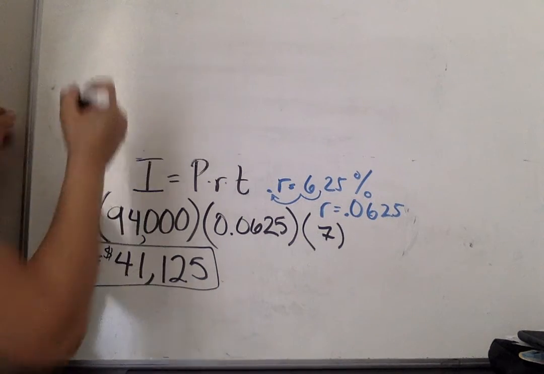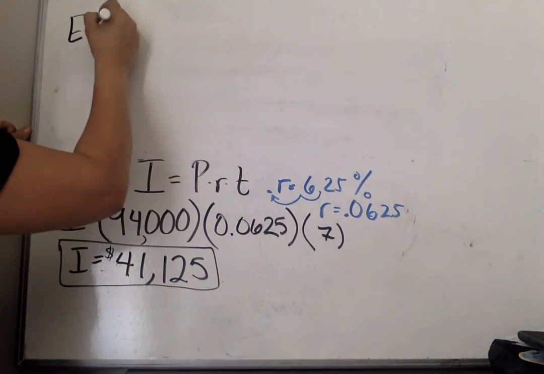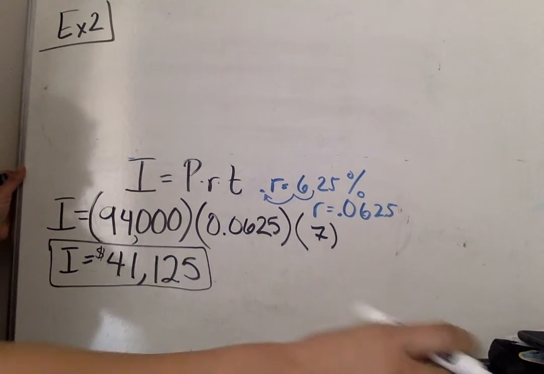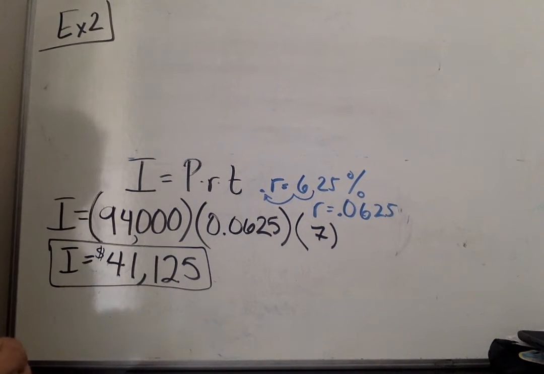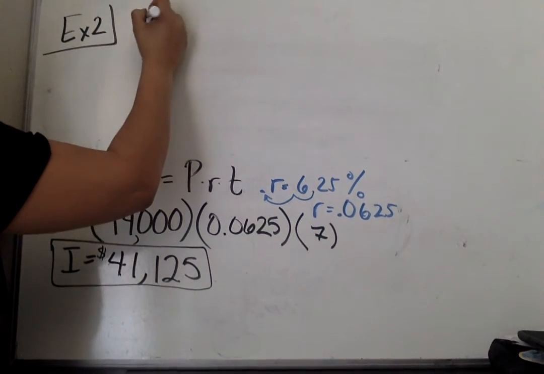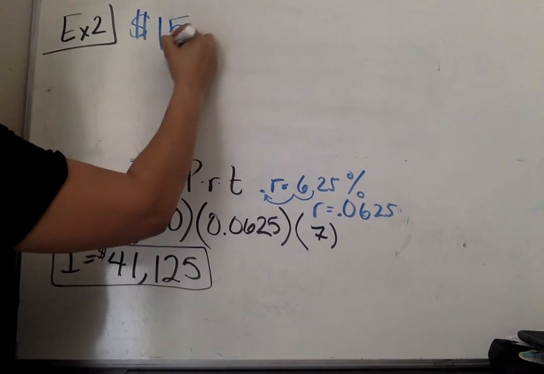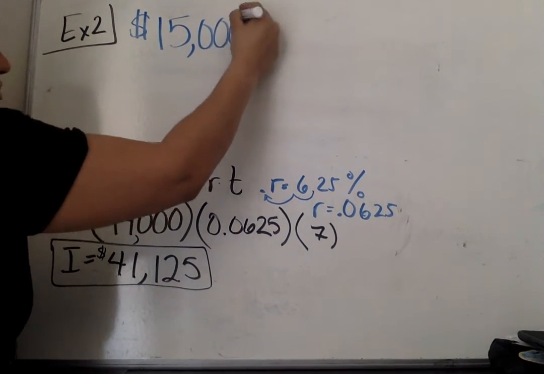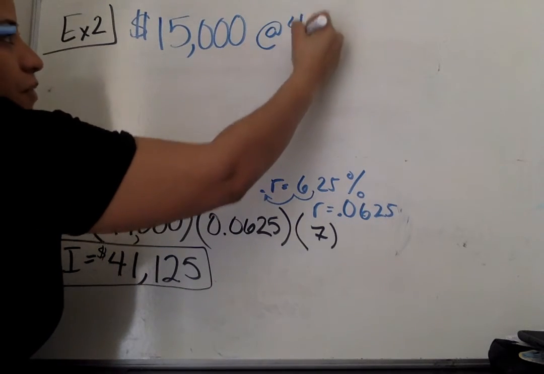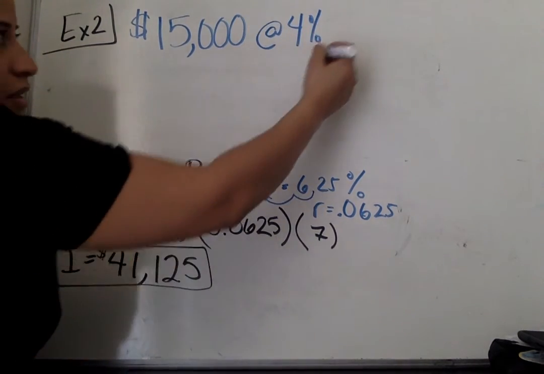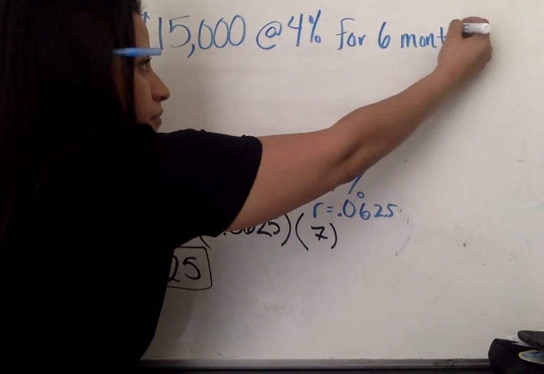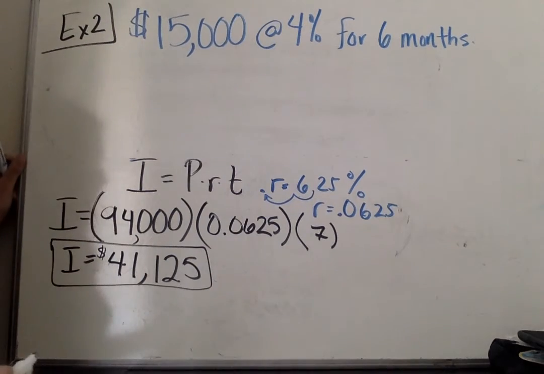Okay, example 2. So for this example, we have $15,000. This is not a word problem, so just write the numbers down. $15,000 at 4% interest for 6 months. Okay?